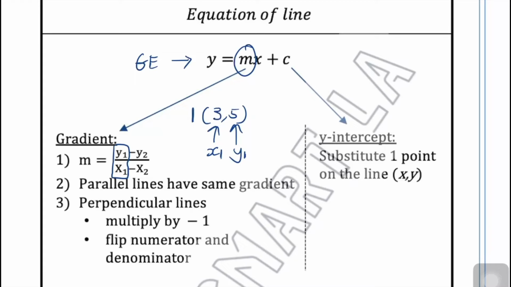Now, let's say I have another point called point 2, and this point has this coordinate 7 comma 8.